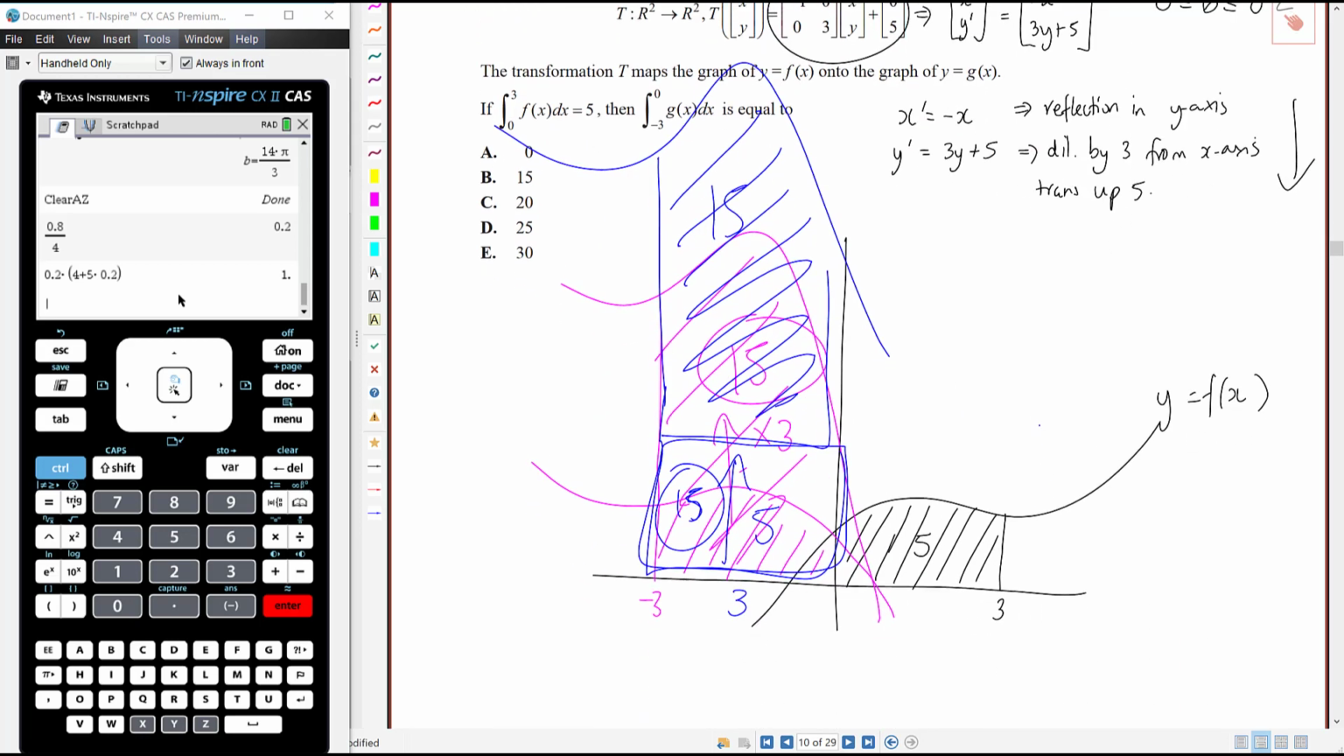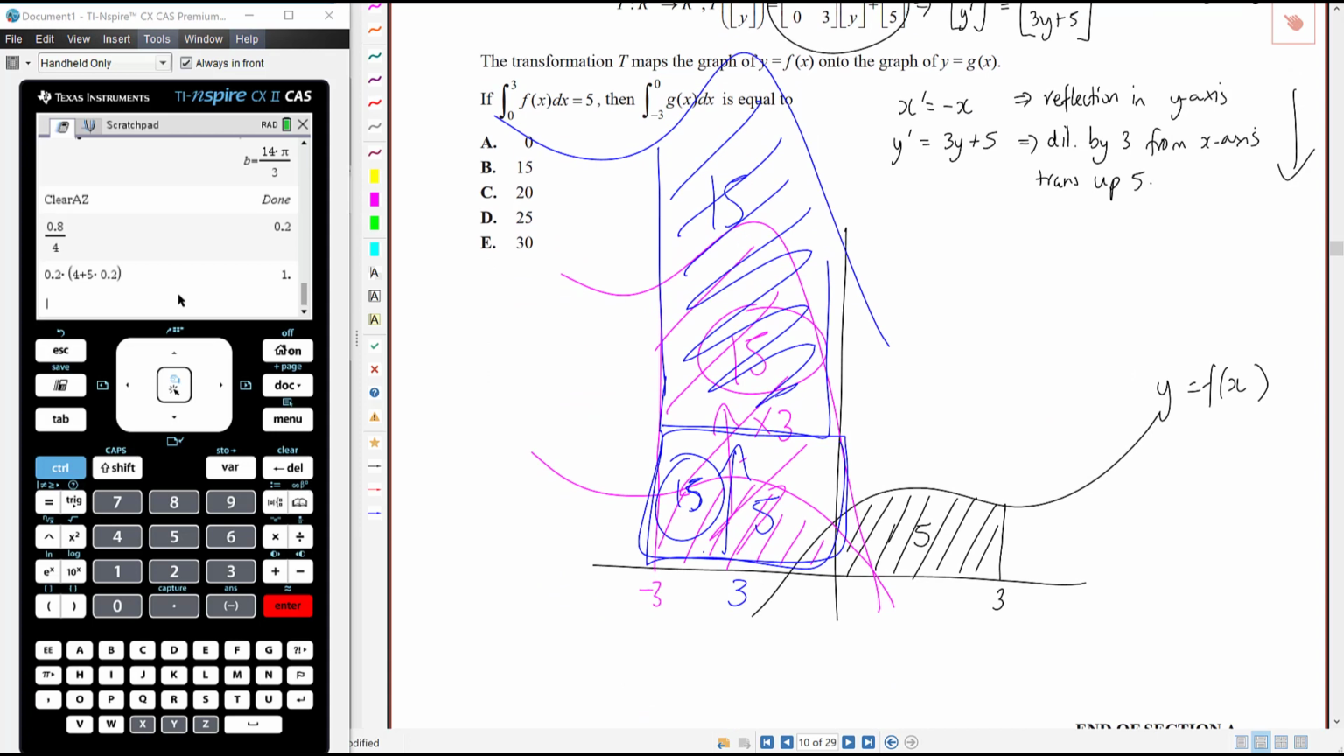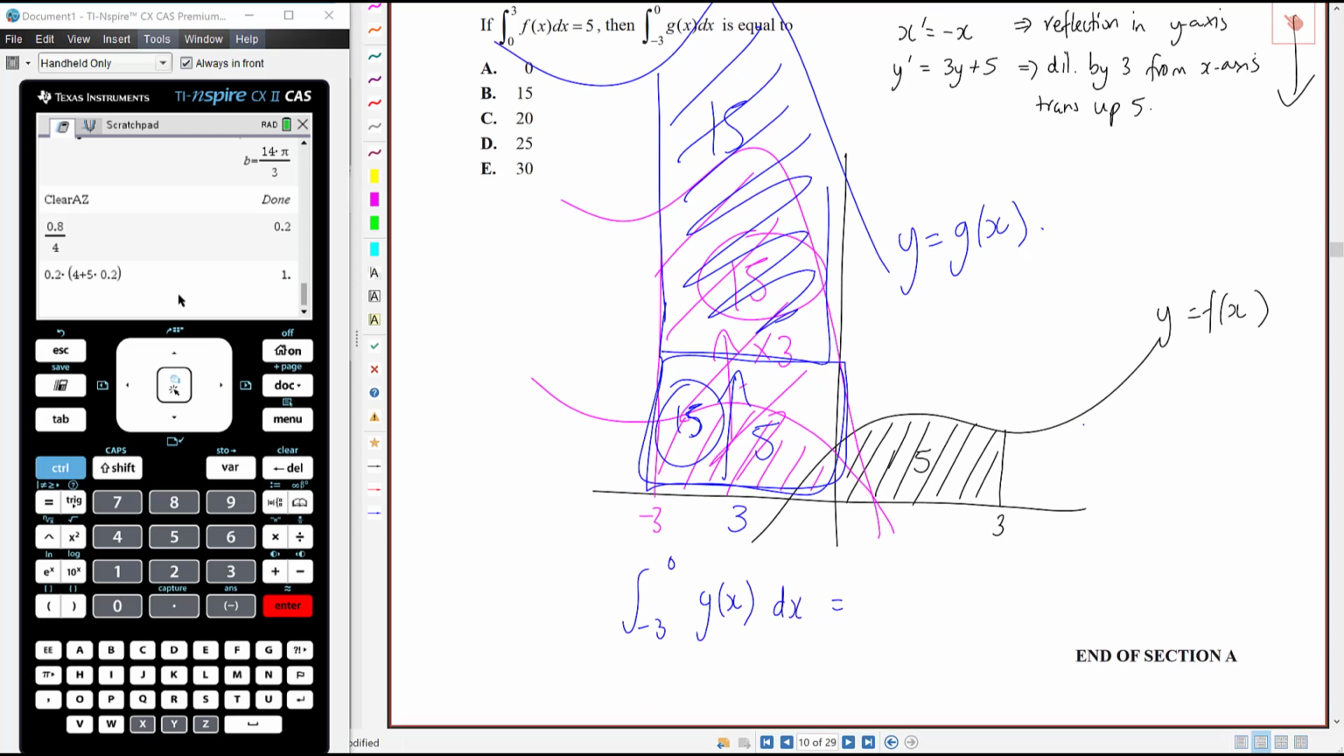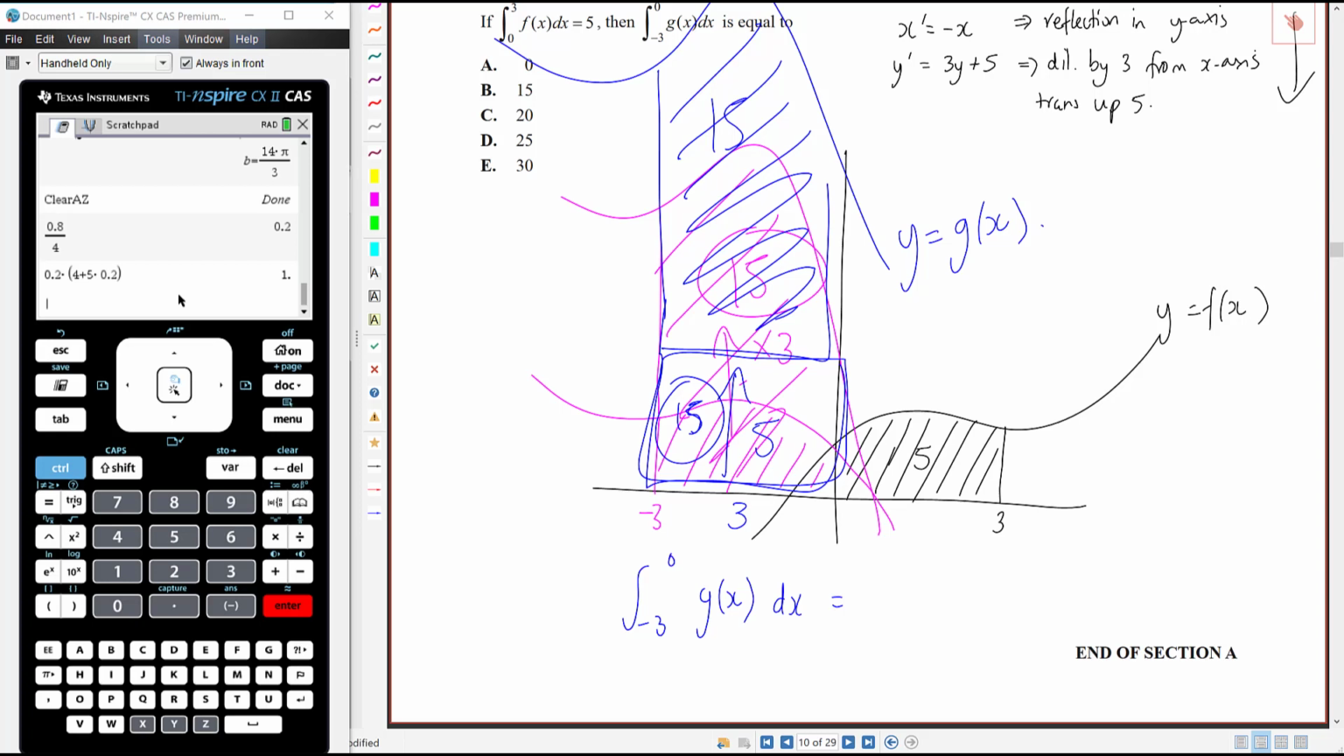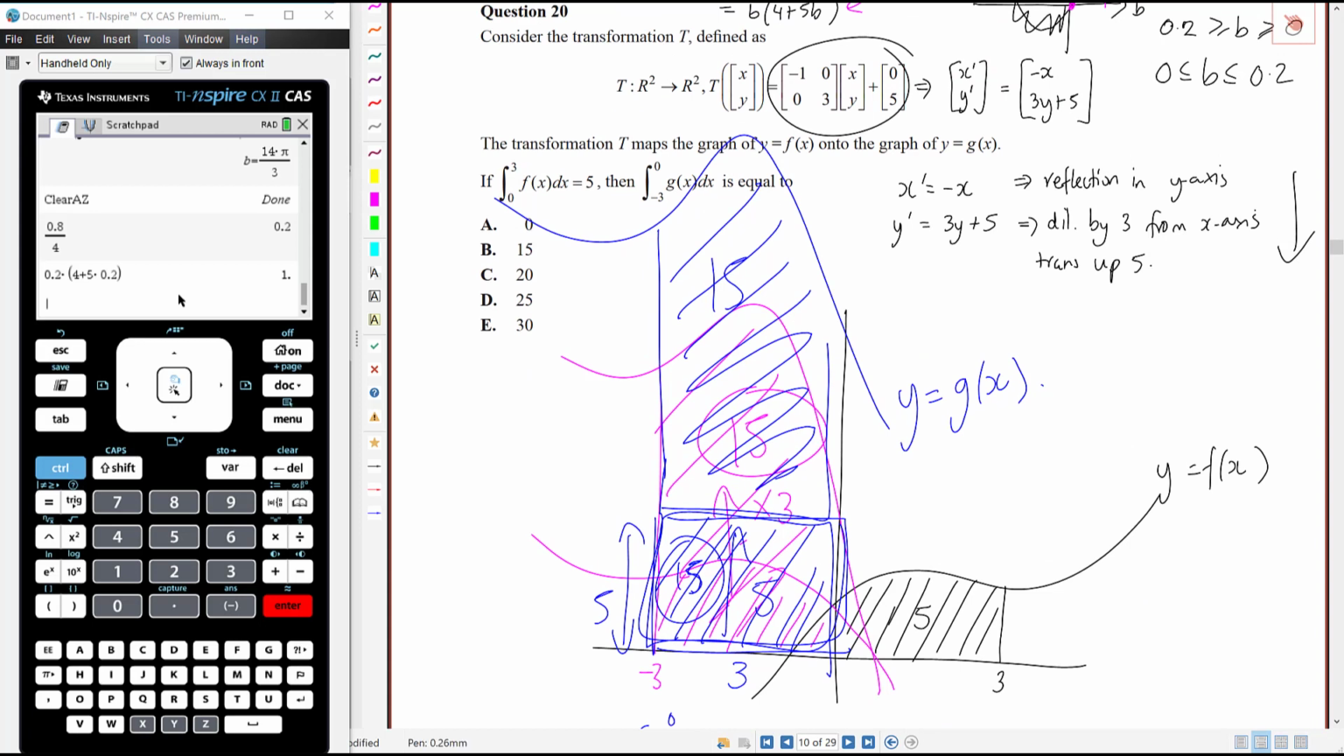So therefore, this is y equals g of x. The integral from negative 3 to 0 of g of x is, the negative 3 to 0 is just to do with the reflection, so that's how that connects. And g of x has been dilated by 3 from the x-axis, so that's going to triple the area, making it 15, but then also translating it up by 5 means that we've got this flat rectangle area here that is 3 by 5, so also 15. So it's going to be 15 plus 15, and so it is going to be 30, that integral there, g of x.